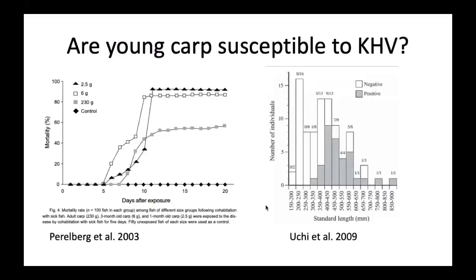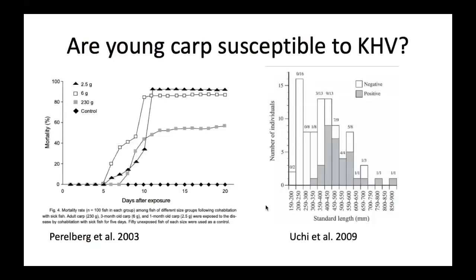So that begs the question: does KHB affect young carp? There have been 2 studies that I put up here. This Perelberg study basically looked at really small fish, 2.5 and 6 grams, and looked at their mortality rate compared to larger fish. And it looks like there was higher mortality compared to the larger fish.